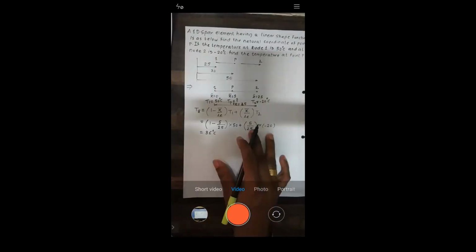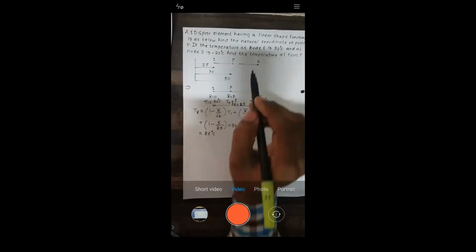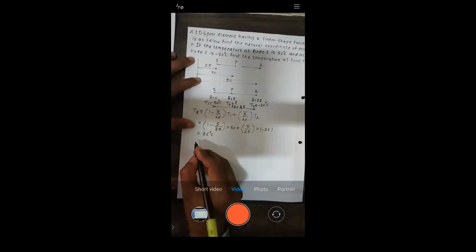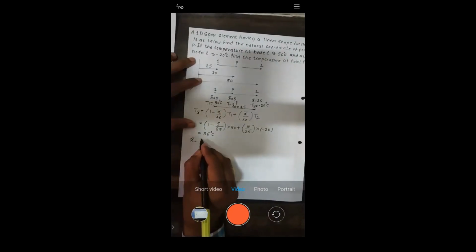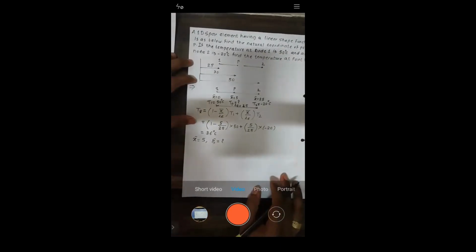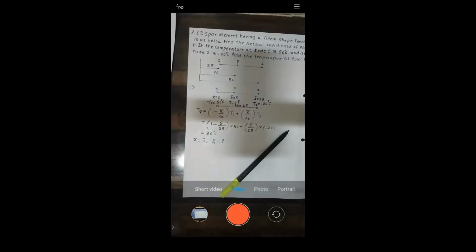They're asking to find the natural coordinate of point P. So see, its local coordinate is 5. My question is, if X bar is equal to 5, what is the value of zeta? Because they are asking the value of the natural coordinate, that is zeta. That we should know, right? So just think and let me know.